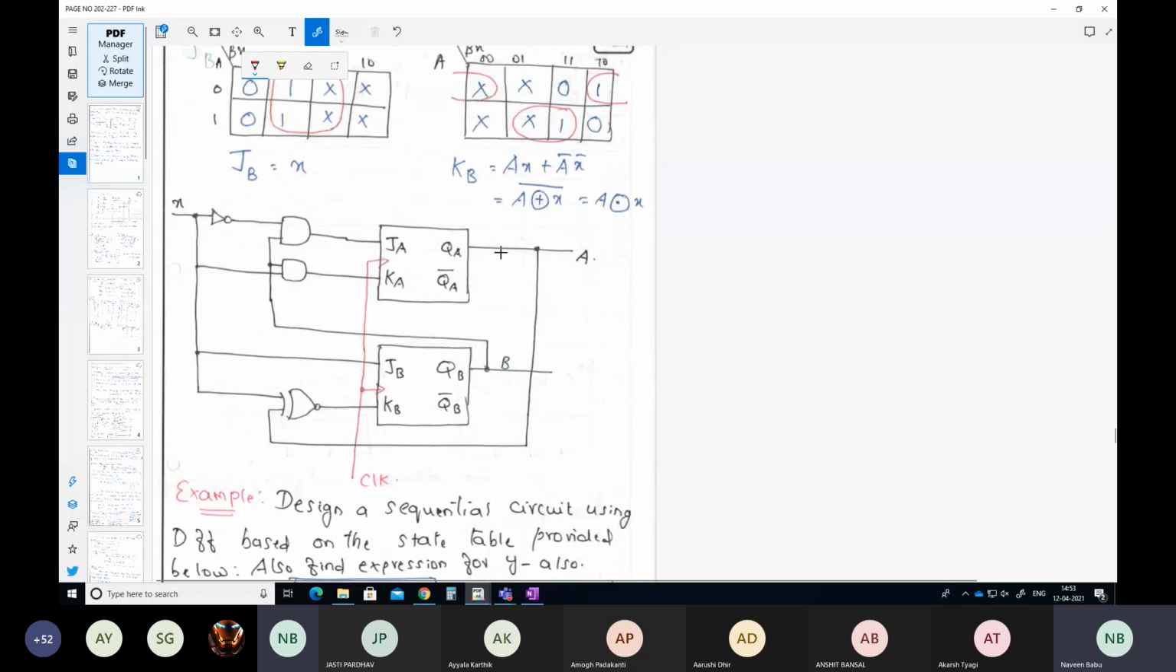Once we have these equations, we have everything now. All we need to do is create the circuit diagram based on the equations that we have here. So JB here is fed from X, and KB is fed from X XOR A. Right? So A is coming from here, and then it is XORed with your X input. So this is how you design a circuit diagram, a sequential circuit, from a given state table.